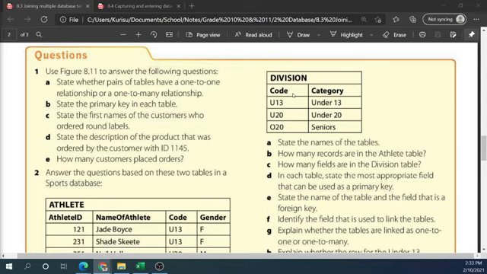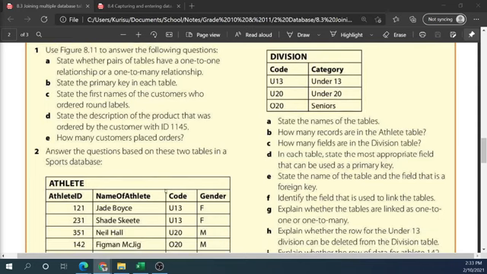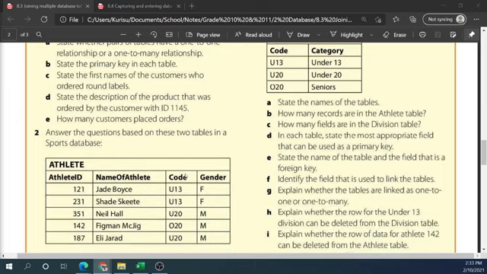Sir, I have athlete code. And why do you have athlete code? Because a foreign key is when there's a primary key in one, and since code is the primary key in division, the code in athlete has to be the foreign key. Very good. So the code in the division table is the primary key, and once that primary key is used in another table, it is called a foreign key. So the table would be the athlete table and the code is the foreign key.